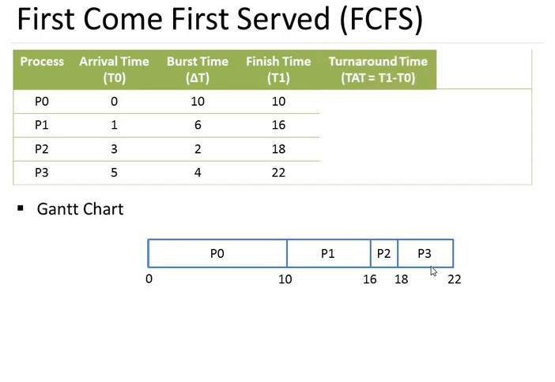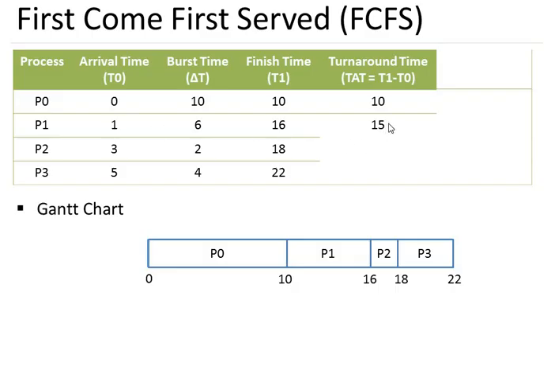Now let's calculate turnaround time, TAT. There is one formula: T1 minus T0. T1 is your finish time, and T0 is your arrival time. So for process P0, what is T1? That is 10, and what is T0? That is 0. So 10 minus 0 is 10. For process P1, 16 minus 1, that is 15.